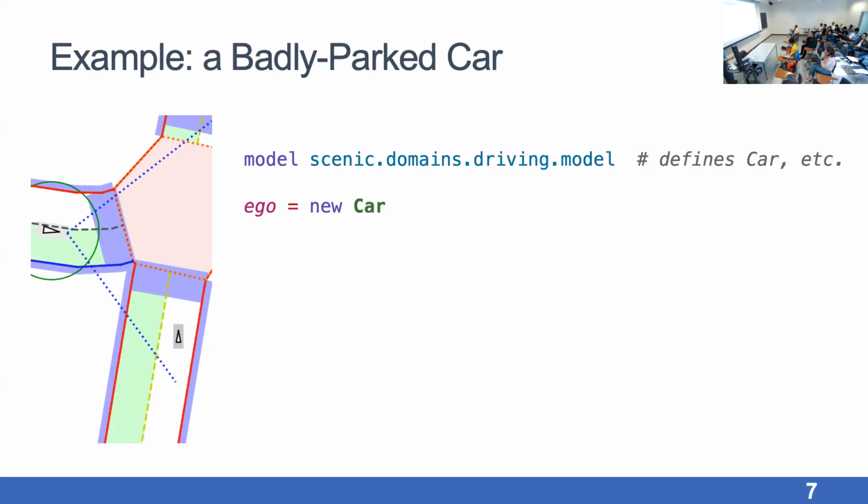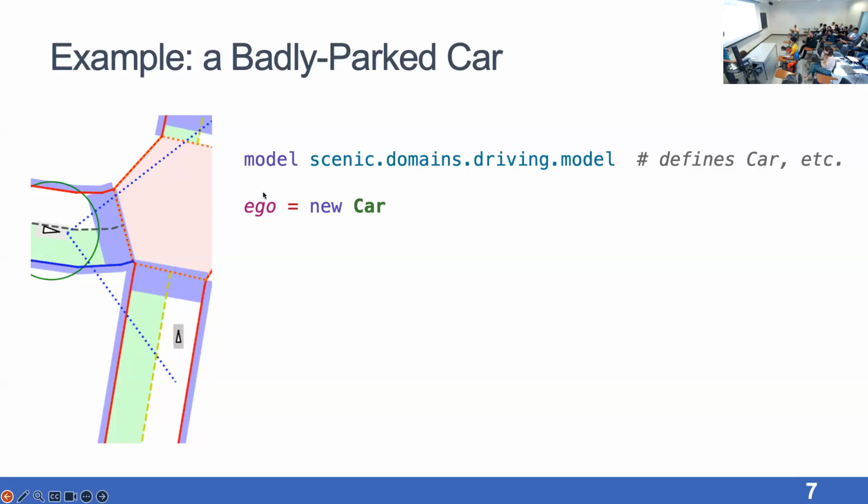Okay, so then we're going to start by creating the ego car, the car from which we're going to render these images. And we're doing that using Scenic's new statement. This creates an object of a given class. So we're saying create a car, and we're assigning it to this variable called ego.